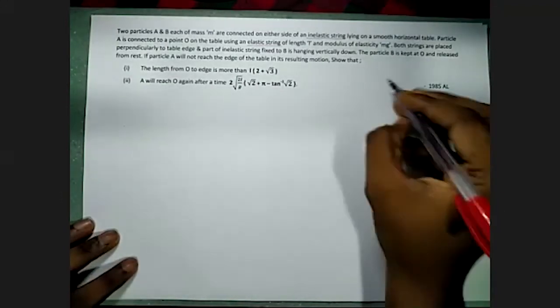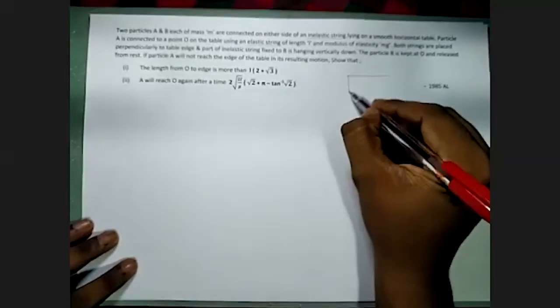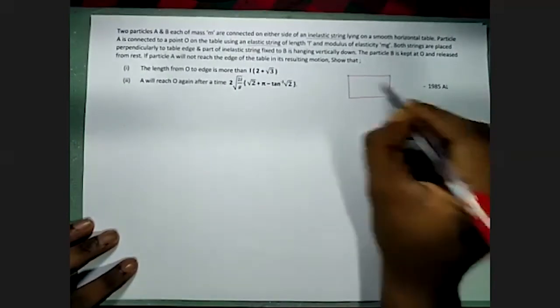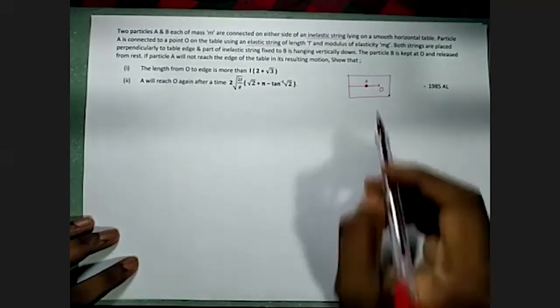That means if I view this from the top, if this is the table, this is the top view, the string is like this. String connected to particle A, again A connected to a different point. This is particle A. Then this string moves down. But we can't use this top view for our calculation. We have to draw it like this, a side view.